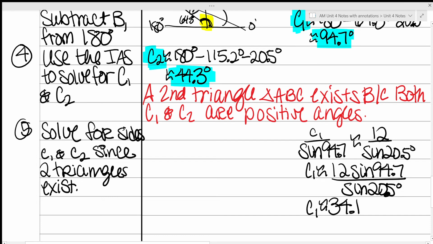Okay, and then I'm going to solve for side length C2. I'm going to put that over its respective angle. That's 44.3. I'm going to use the same angle side pair because the side 12 and the 20.5 is the same for both triangles. I'm going to multiply by sine 44.3 on both sides.